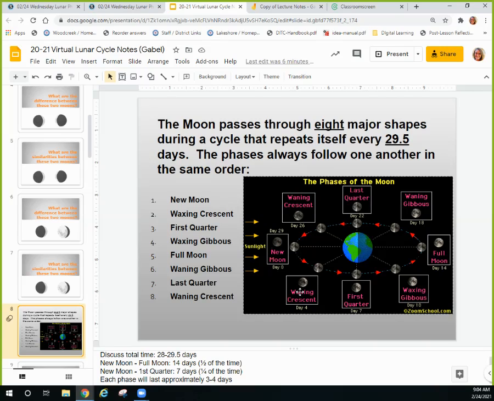So from a new moon to a waxing crescent is 3 to 4 days. Waxing crescent to first quarter, 3 to 4 days. You have these timelines here. So your total time, 28 to 29.5 days. New moon to full moon is 2 weeks. New moon to first quarter, 1 week. Each phase lasts 3 to 4 days. Okay?